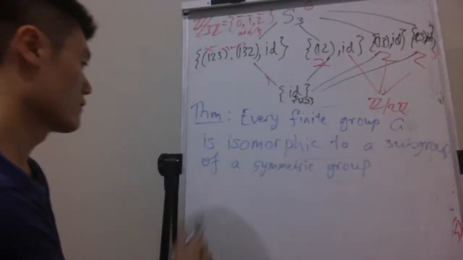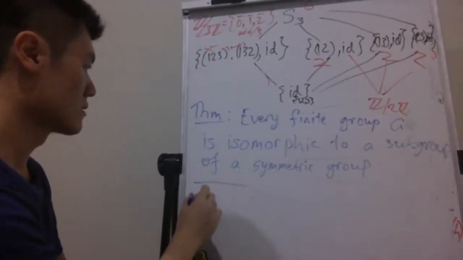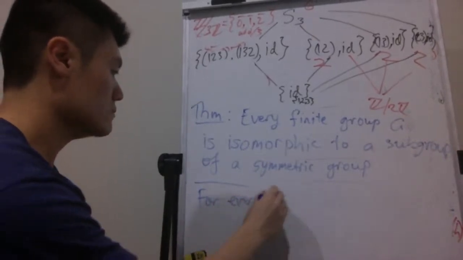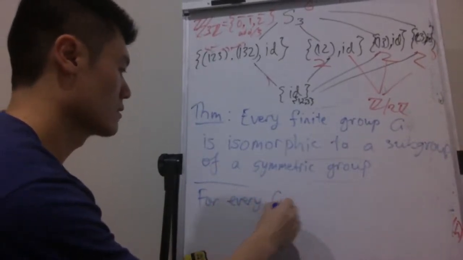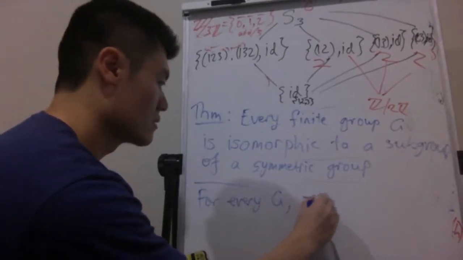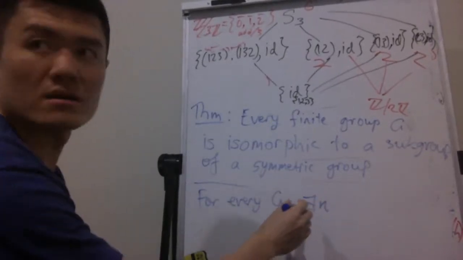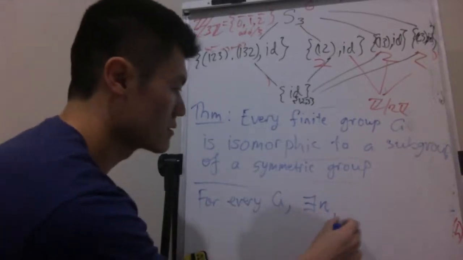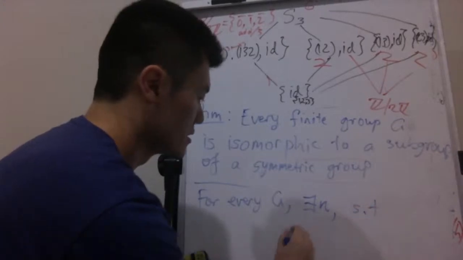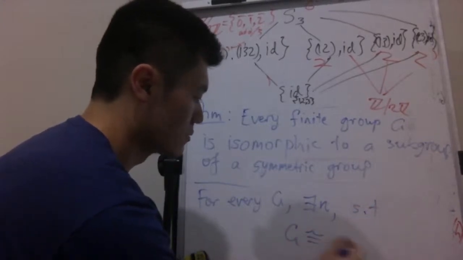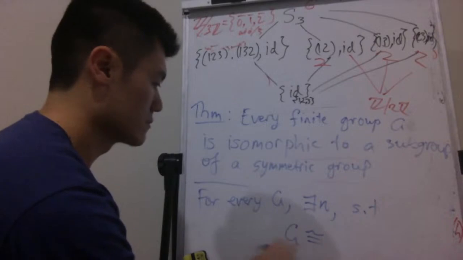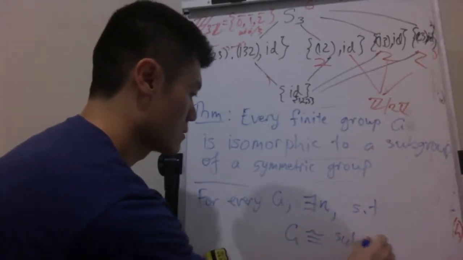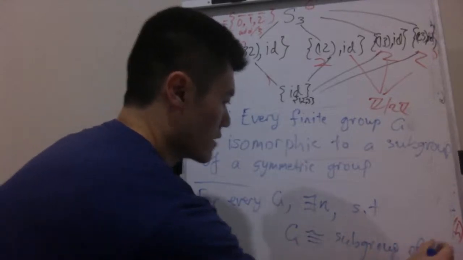So, a bit of translation: for every finite group, there exists an n such that G is isomorphic to a subgroup of Sn.